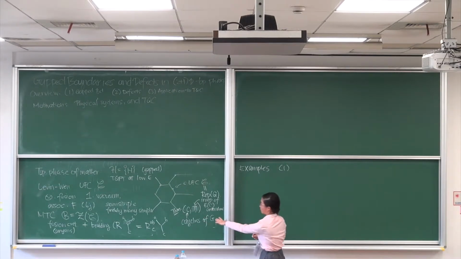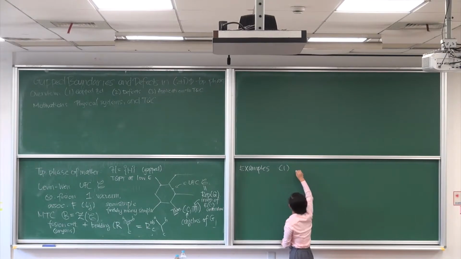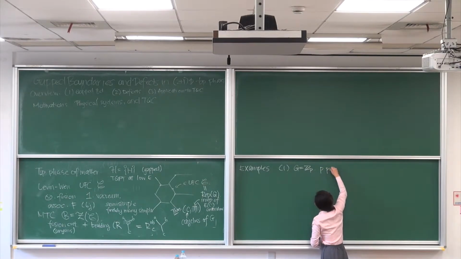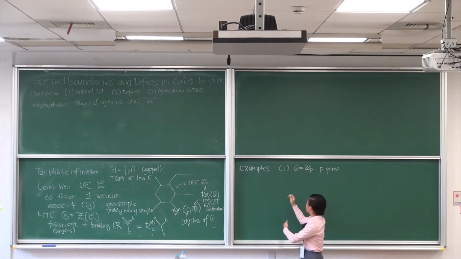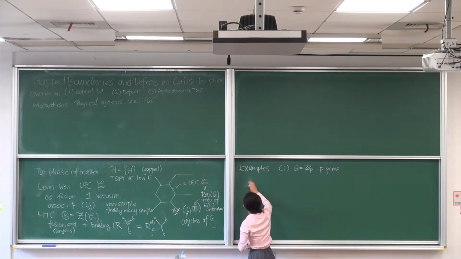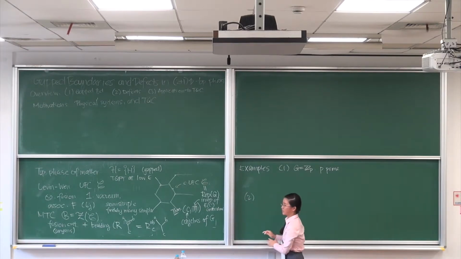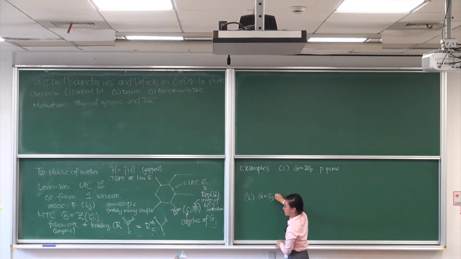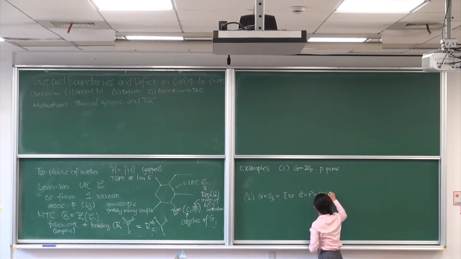So some examples of this that we'll be considering. The first one, one of the simplest cases, is when your group is going to be the cyclic group of p elements, p is prime. In fact, when you take p equals 2, this is exactly the toric code case, which was discussed yesterday. And a second, more involved example is when G is the smallest non-abelian group, S3, and we'll write the presentation as follows. S is the reflection and R is the rotation.